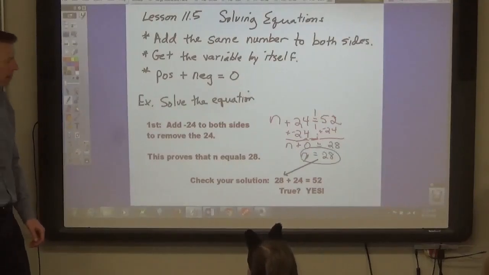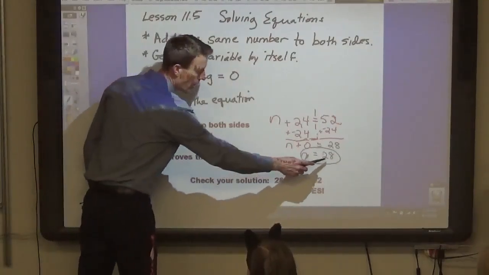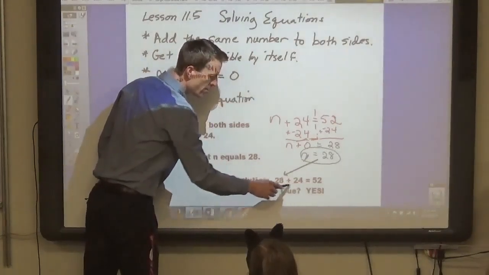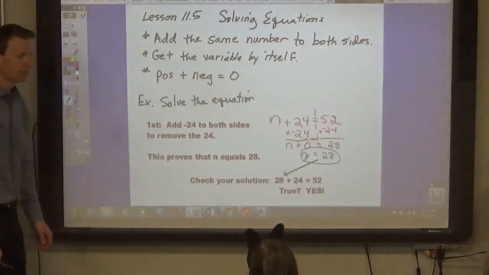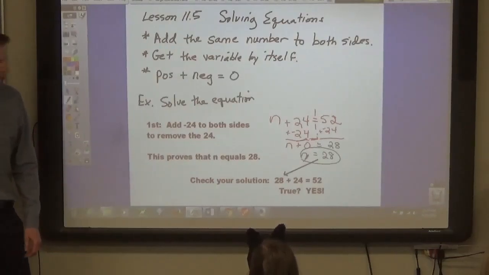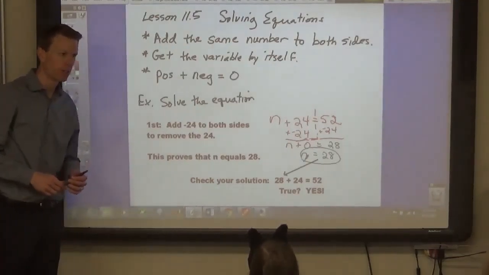And here's how you check it. If you substitute 28 in for n, then you have this equation. Is that true? Yes. That's what you'll be doing today, is adding a number to both sides in order to solve the equation and prove the solution.